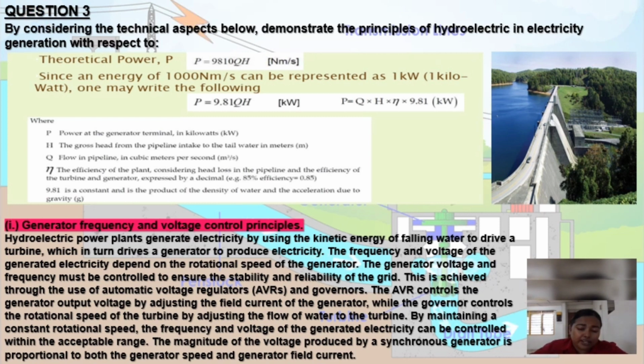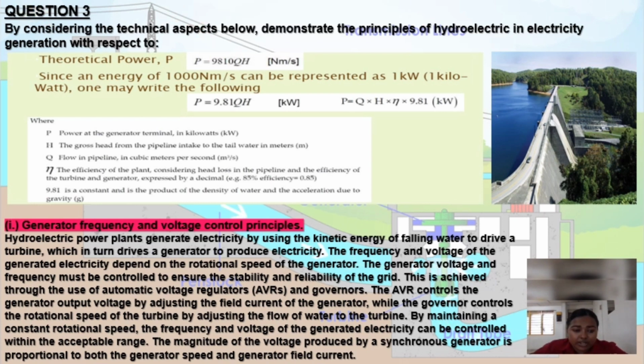Hydroelectric power plants generate electricity by using the kinetic energy of falling water to drive a turbine, which in turn drives a generator to produce electricity. The frequency and voltage of the generated electricity depend on the rotational speed of the generator. The generator voltage and frequency must be controlled to ensure the stability and reliability of the grid. This is achieved through the use of automatic voltage regulators (AVRs) and governors.